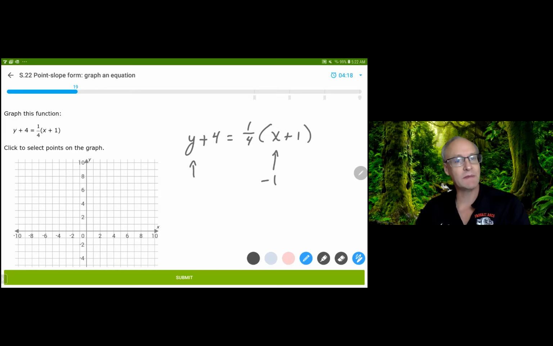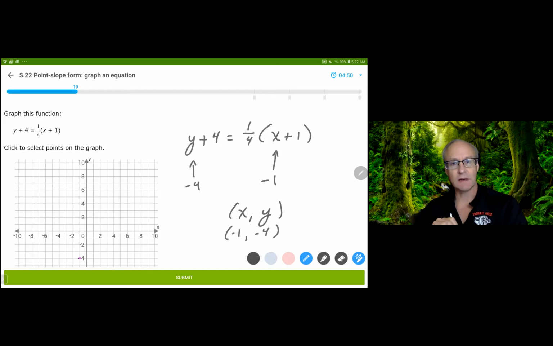What value of y makes it 0? -4, because -4 plus 4 is 0. So now be careful. A really common mistake is to put this in the wrong order. Remember, it's always x and then the y. So the x value is -1 and the y value is -4. So I'm going to go to the point -1, -4, because that's a solution to this equation. -1, -4 is right there. It's a little hard to find it.